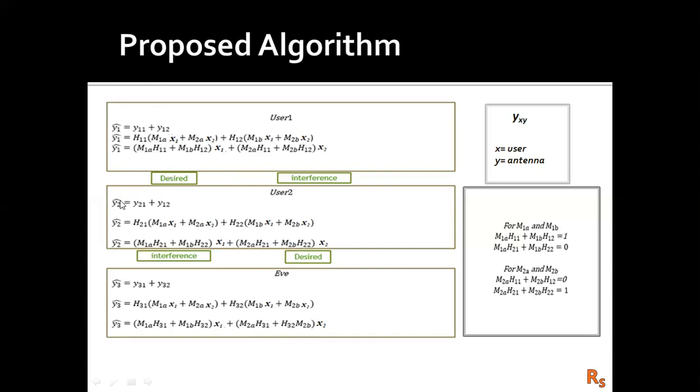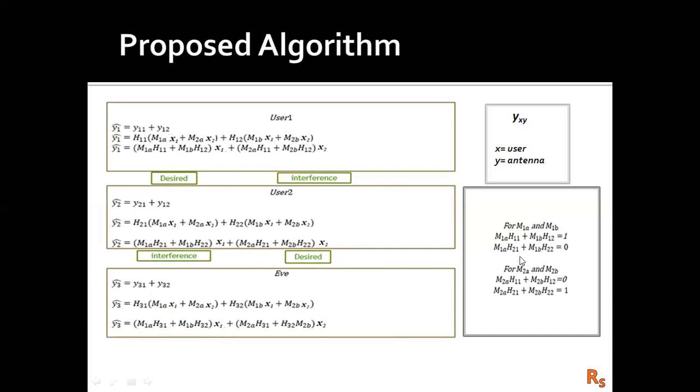Similarly, the combined received signal at user 2 can be written as follows. For user 2, the second term is the desired term, while the first term is not desired for it, and it is considered as the interference. For the eavesdropper, both the terms are desired.